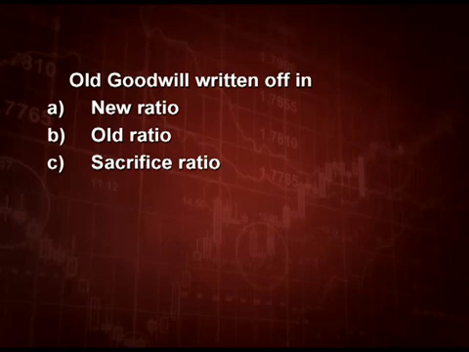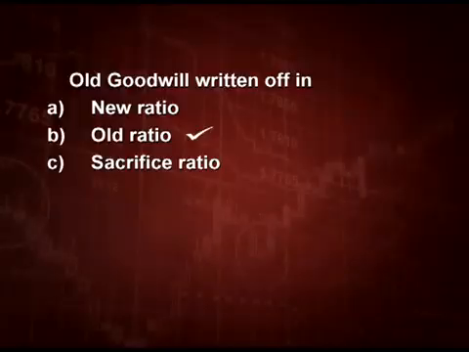Now, let us do some multiple choice questions and small question types, which are very frequently asked in the exams. Old goodwill is written off in which ratio? A, new ratio, B, old ratio, or sacrificing ratio? Yes, it is B, old ratio. I hope you remember old partners, old goodwill was written off in old ratio. We are just recollecting everything.